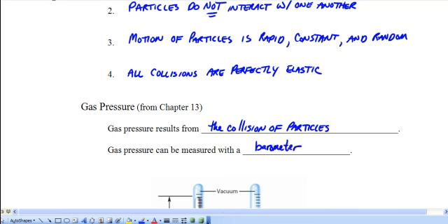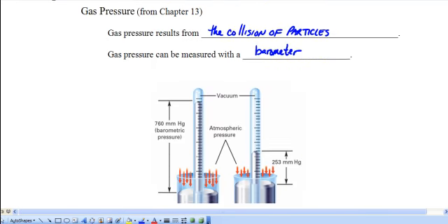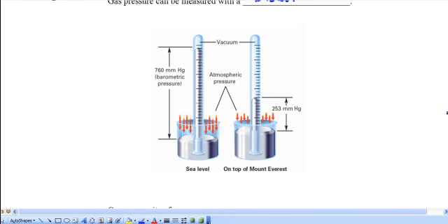So let's go ahead and review how this thing works. Alright, so what you actually have is a tube of mercury. We're looking right here now. We have a tube of mercury that is flipped upside down in a pan of mercury.